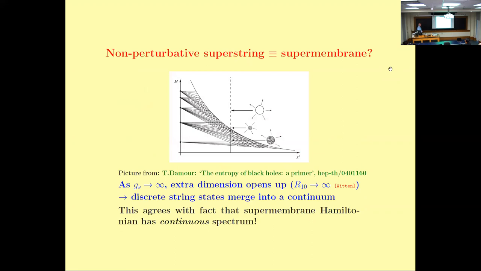So I've said before that you should think of the supermembrane as a kind of non-perturbative description of the string theory. You know, everything sort of fits with what we know. For example, also this result that you should think of the 11th dimension as being related to the coupling.